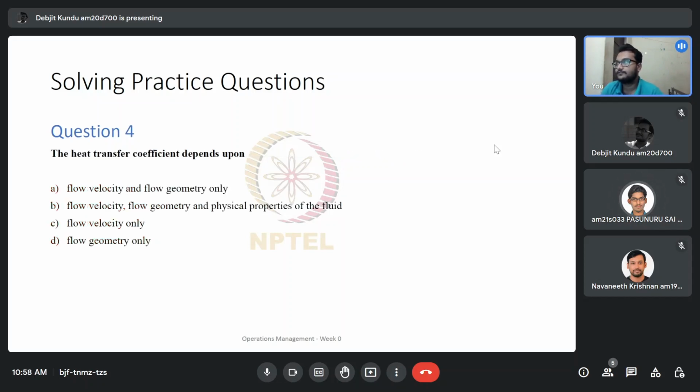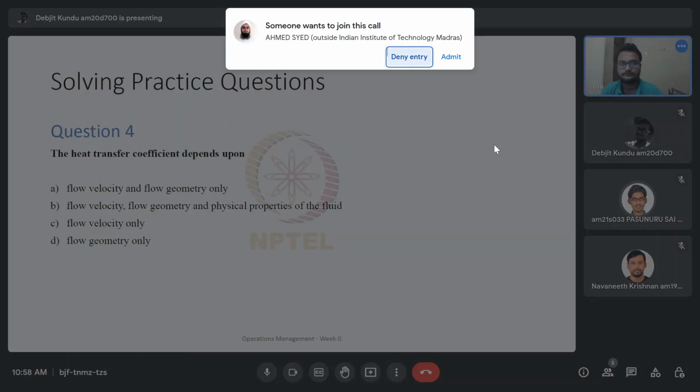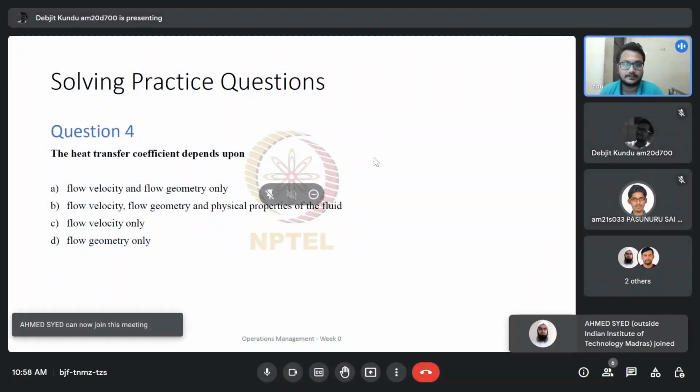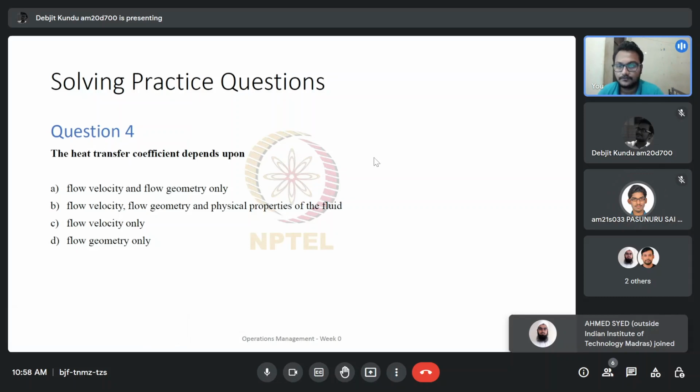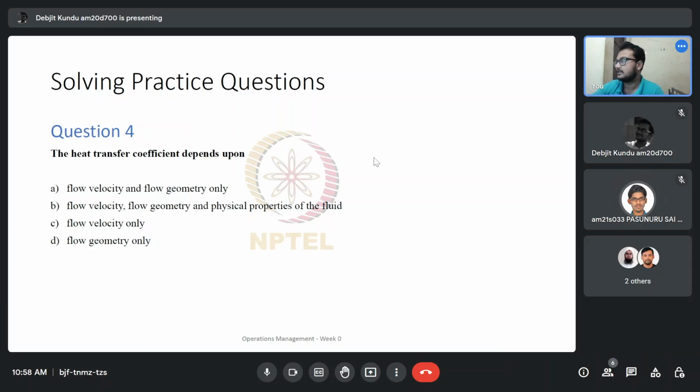The heat transfer coefficient depends upon what? There are 4 options. Option A says flow velocity and flow geometry only. Option B says flow velocity, flow geometry, and the physical properties of the fluid. And option C says flow velocity only, and option D is flow geometry only. So I'll be sharing the poll, and I hope everyone can put in their answers in the poll.